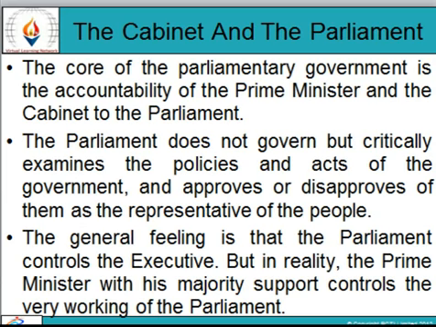Next is the cabinet and the Parliament. The core of the parliamentary government is the accountability of the Prime Minister and the cabinet to Parliament. The Parliament does not govern but critically examines the policies and acts of the government and approves or disapproves of them as the representative of the people. The general feeling is that the Parliament controls the executive, but it is rarely so; the Prime Minister, with his majority support, controls the very working of the Parliament.